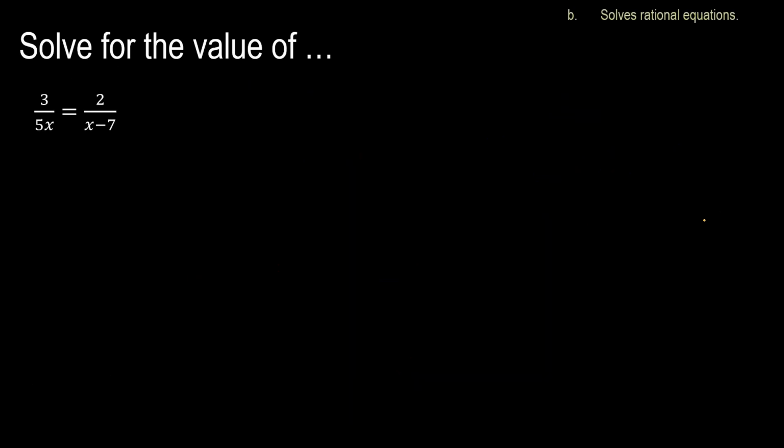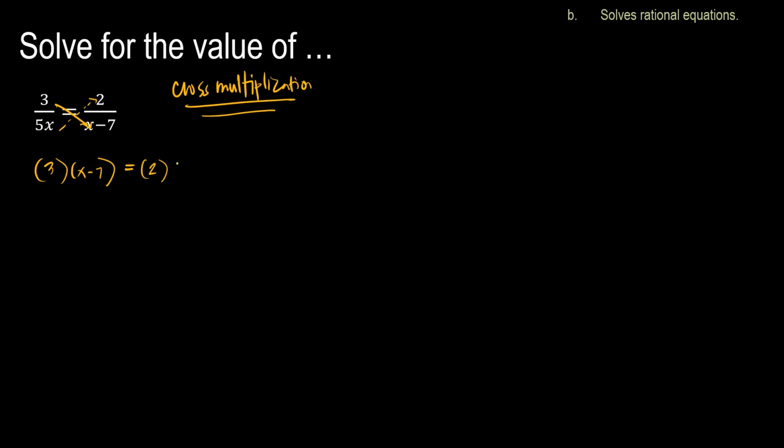Now, let's solve for the value of x. So here, class, if you see an equal sign, therefore we can use cross multiplication. Our method that we are going to do is cross multiplication. So when it is like this, diagonal. Okay, so we have 3 times x minus 7 is equal to 2 times 5x. So what is the purpose of cross multiplication? For us to eliminate the denominator.